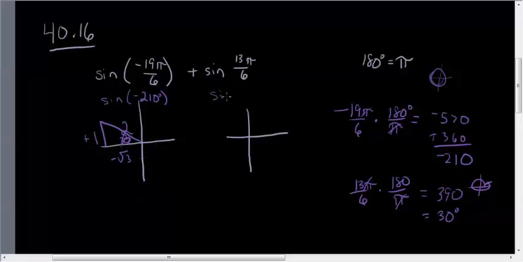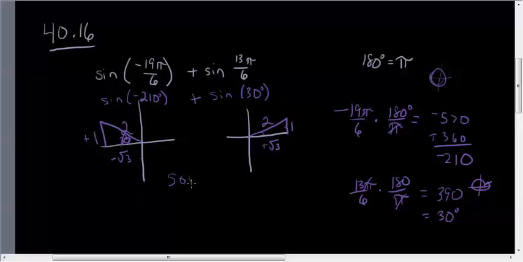So this is the sine of 30 degrees. 30 degrees is right here. Opposite the 30 is the 1, the hypotenuse is always 2, which makes the other side square root of 3. In this quadrant, x is positive and y is positive.